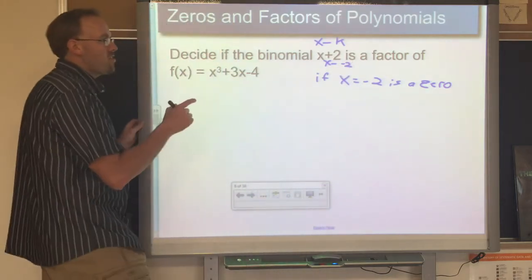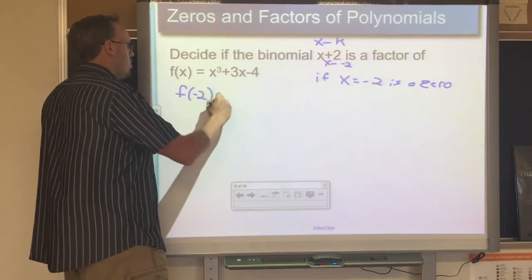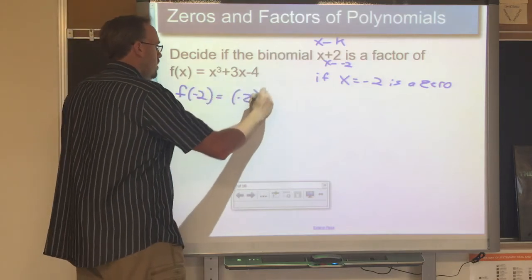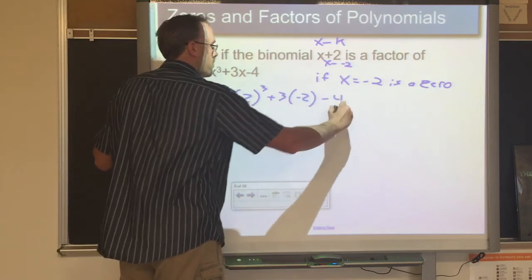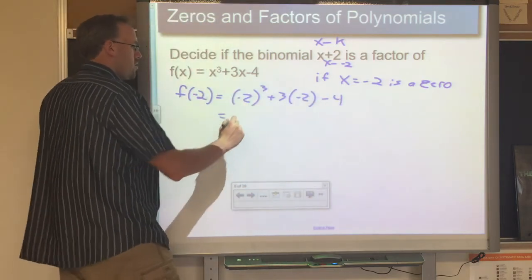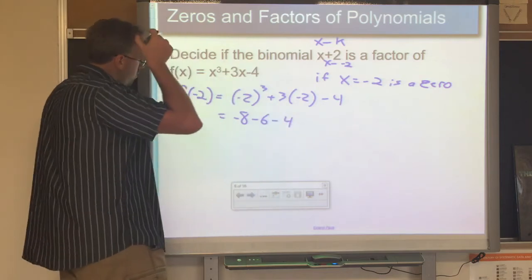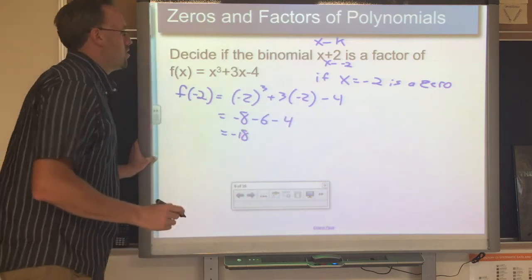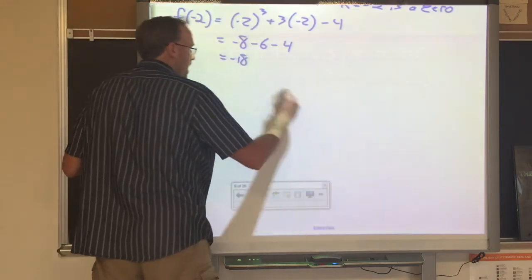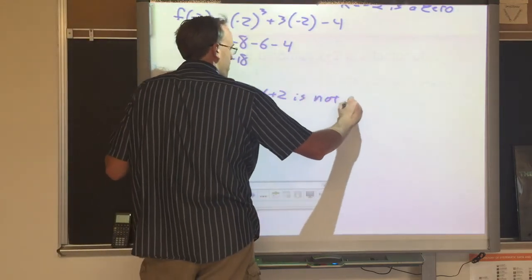So now we want to test to see if negative 2 is a 0. So we have negative 2 to the third plus 3 times negative 2 minus 4. So this will be negative 8 minus 6 minus 4, and so we get negative 18. So since it's not 0, x plus 2 is not a factor.